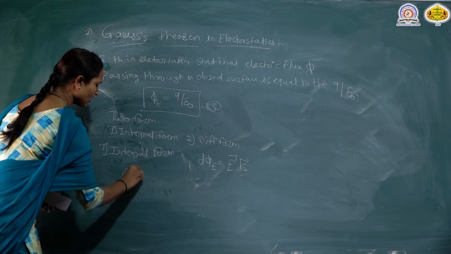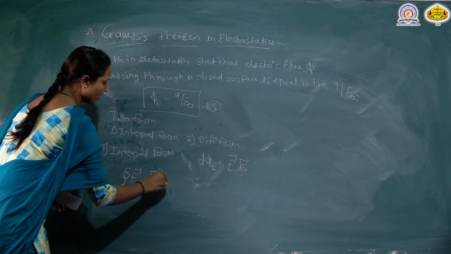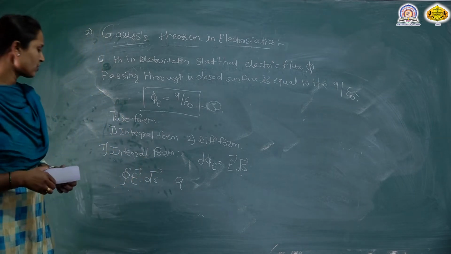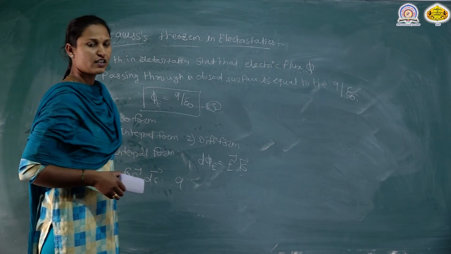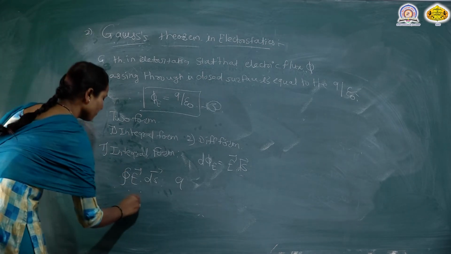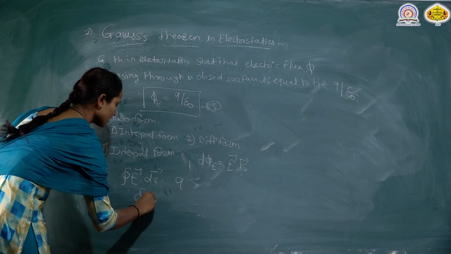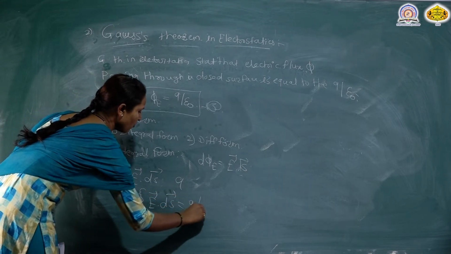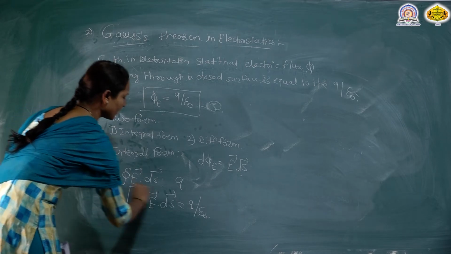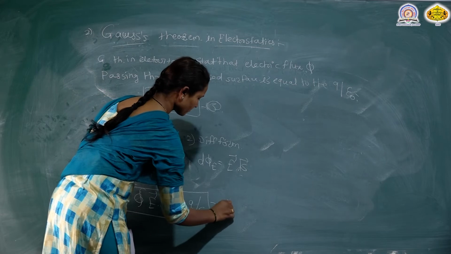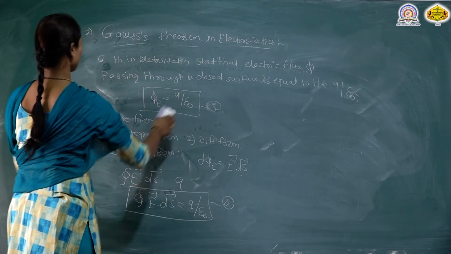The electric flux passing through the closed surface is the integration of E vector dot ds vector, and here Q is the charge for the volume charge distribution or the surface charge distribution. Then the integral form of Gauss's theorem is the closed integral of E vector dot ds vector equals q upon epsilon naught. This is the integral form of Gauss's theorem, equation number 4.